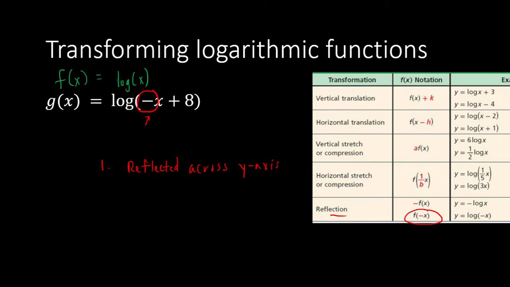Okay, what else have I done? Well, you can see I've added 8. Notice that 8 is within the parentheses. So I'm not adding 8 to the entire equation, I'm adding 8 to this expression in the parentheses. So that means horizontal translation. I've added 8, and you can see when I add numbers, I go to the left. So I am horizontally translating left 8 units. So those are the two things I've done that are different from this original parent function.